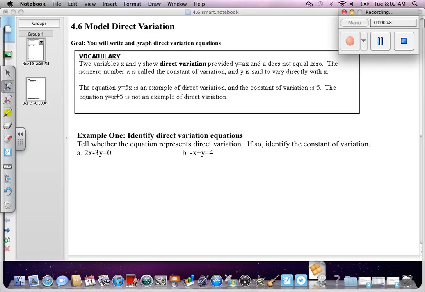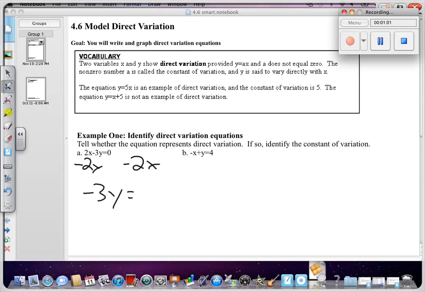Okay, we're going to look at A. First of all, we're going to get it in y equals mx plus b form, or slope-intercept form. So the first thing I'm going to do is subtract 2x from both sides. And I get negative 3y equals negative 2x. And then what do I do to get y by itself? Divide. Divide by negative 3. So y equals 2/3 x.